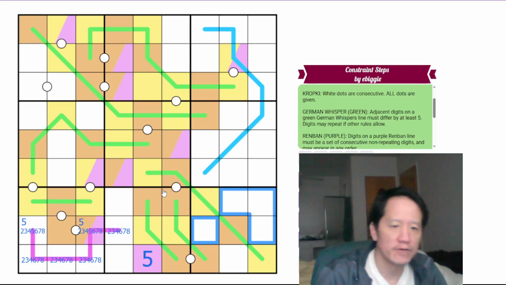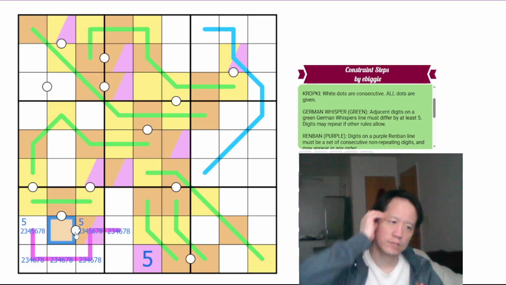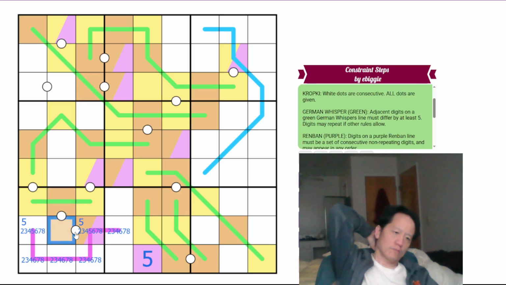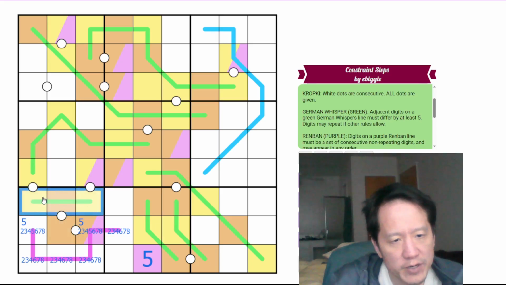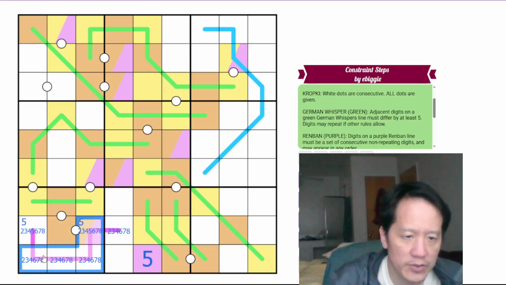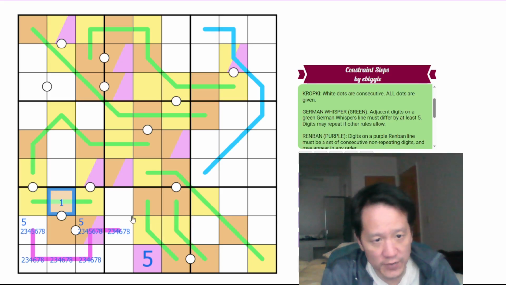What else do we have? Where are 1 and 9 in box 7? 1 and 9 cannot be here. They can't be on the Renban. So 1 and 9 both have to be here. And if this is 1 or 9, this has to be specifically 1 or 9.